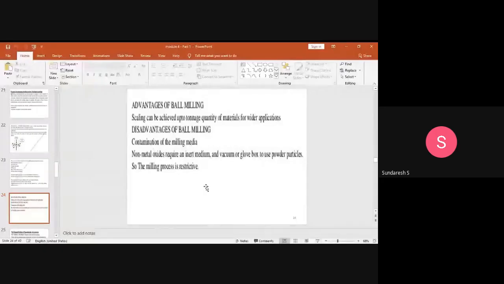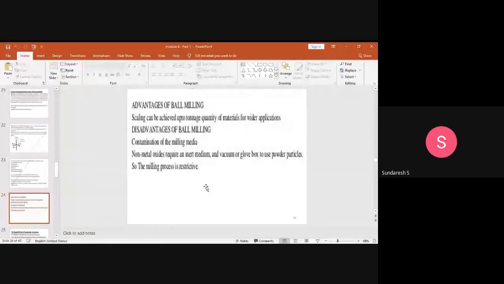Advantages of ball milling. Scaling can be achieved up to tonnage quantity of materials for wide applications. Since you can produce it in bulk, that is what they are saying. You can have a huge quantity of powders scaled down. Okay, so of course we can use it for wider applications.